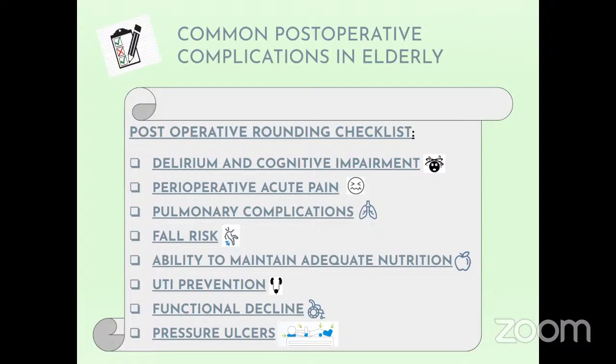First of all, we have delirium. Delirium is the most significant post-operative complication. It is associated with all other major complications. We will talk about delirium later on. Then perioperative acute pain, how to manage pain post-operatively, and pulmonary complications, as my colleague Amal talked about, fall risk, and ability to maintain adequate nutrition. Around 38% of hospitalized elderly patients are malnourished.